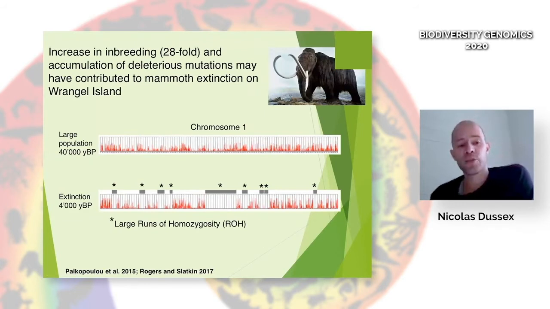And one example that illustrates the situation is that of the woolly mammoth. Woolly mammoths went extinct some 4,000 years ago, with the last population surviving on an isolated island, Wrangel Island. Two studies from a few years ago showed that a mammoth from the mainland from 40,000 years ago was much less inbred, actually showing very little inbreeding, compared to one of the last mammoths from Wrangel Island. Also, this mammoth from Wrangel Island showed a high number of deleterious mutations compared to that much older mainland mammoth. And this suggests that genetic factors may have contributed to mammoth extinction.